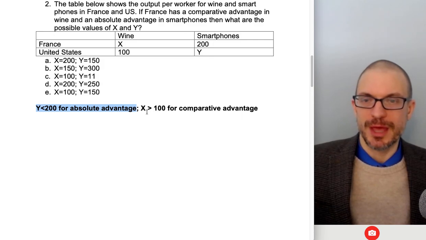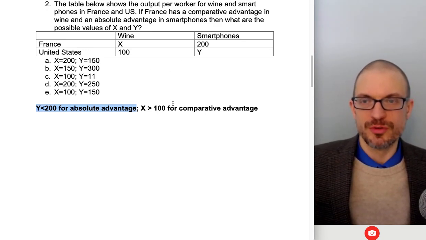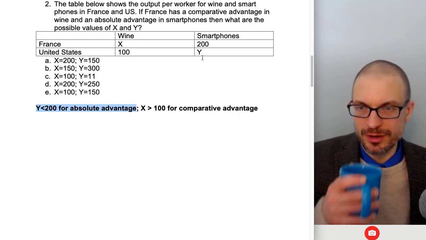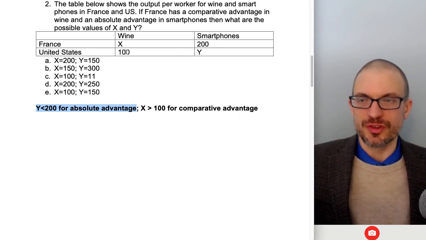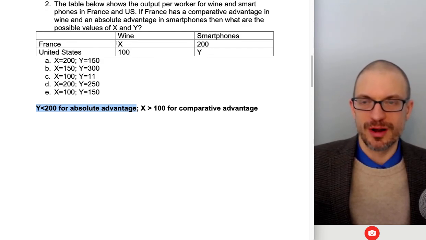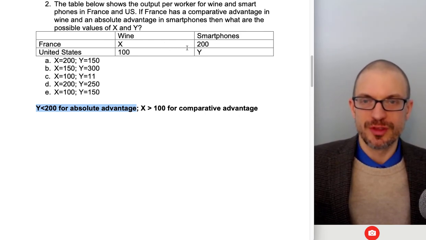All right, but what about for a comparative advantage? For comparative advantage, it has to be the case that France is giving up less to produce wine in terms of foregone smartphones than the US. We already said Y has to be smaller than 200. Let's just say for the sake of argument it is 200, just for that break point. So then it would be 100 wine or 200 smartphones, or 1 wine for 2 smartphones, which means for each wine, France has to be giving up fewer than 2 smartphones. For that to happen, we need X to be larger than 100.